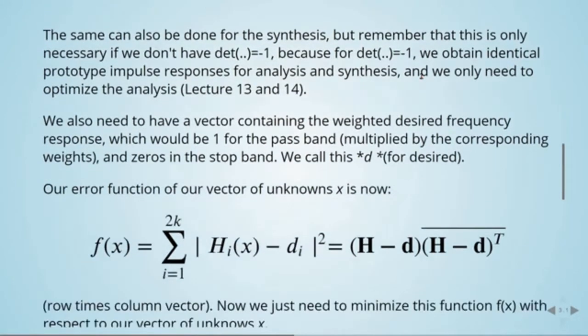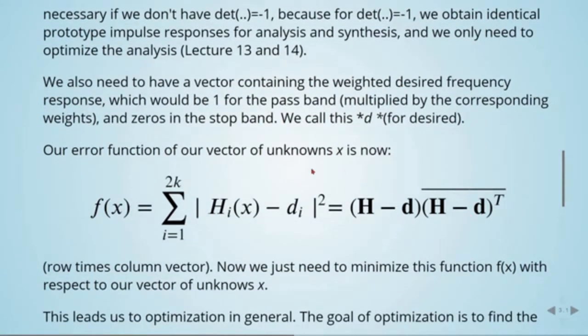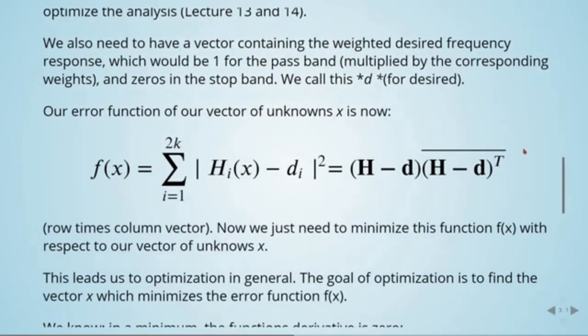We also need to have a vector containing the weighted desired frequency response, which would be 1 for the passband multiplied by the corresponding weights, and zeros in the stopband. We will call this D for desired. So when we have all of this, our error function of our vector of unknowns x will be, for example, this equation here. And we have a row times column vector. Now we just need to minimize this function f of x with respect to our vector of unknowns x.